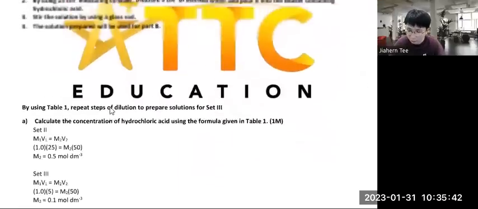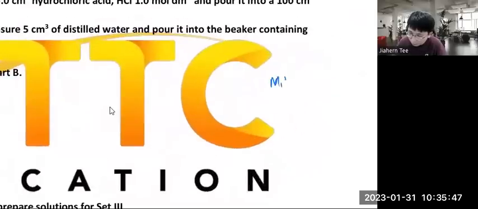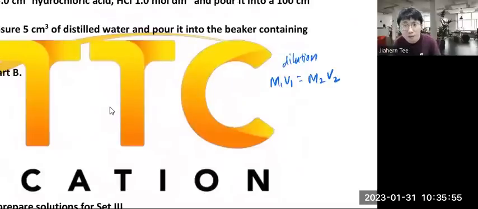Why say so? Let's just discuss a little bit here. M1V1 equals M2V2. This one is actually the dilution formula. What is dilution? You have a concentrated Milo. You have a very sweet Milo. How are you supposed to dilute a very sweet Milo? Add water kind of. So M1V1 equals M2V2 is before adding water.